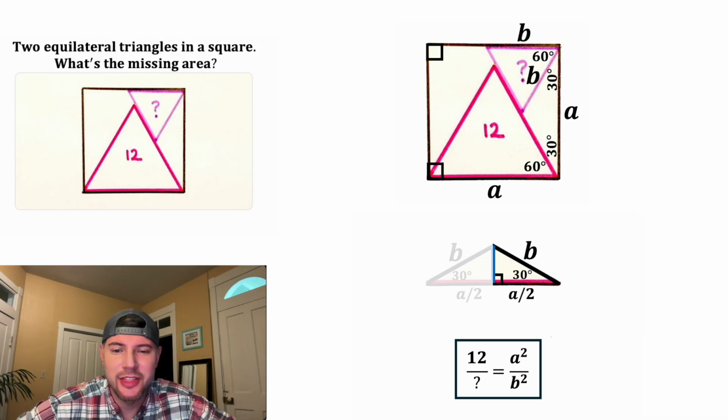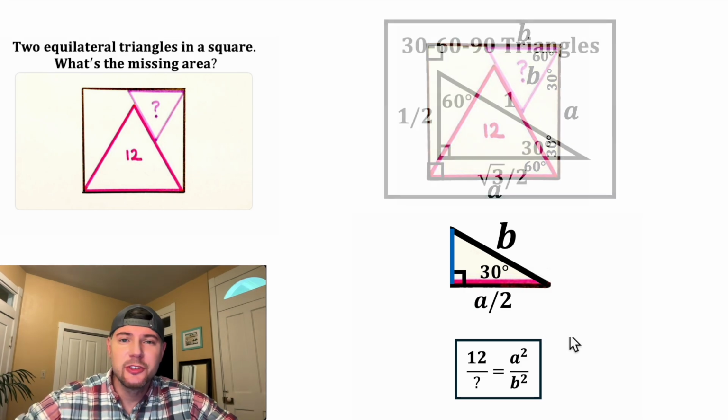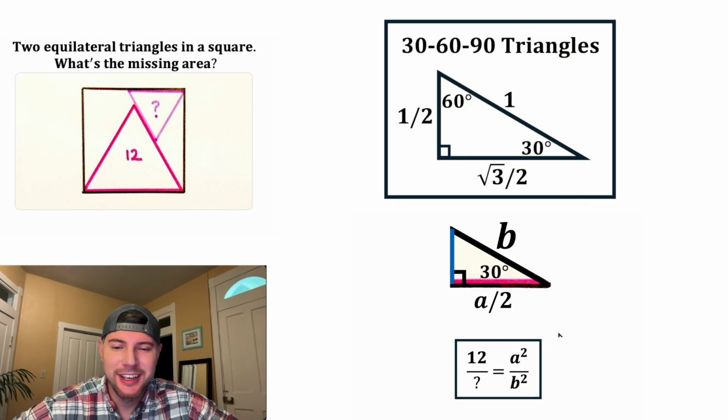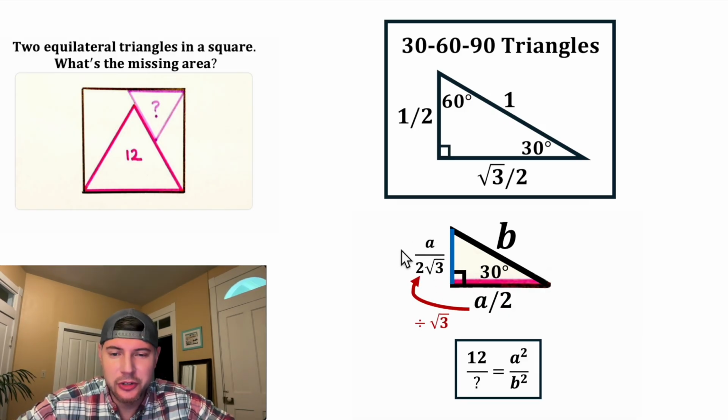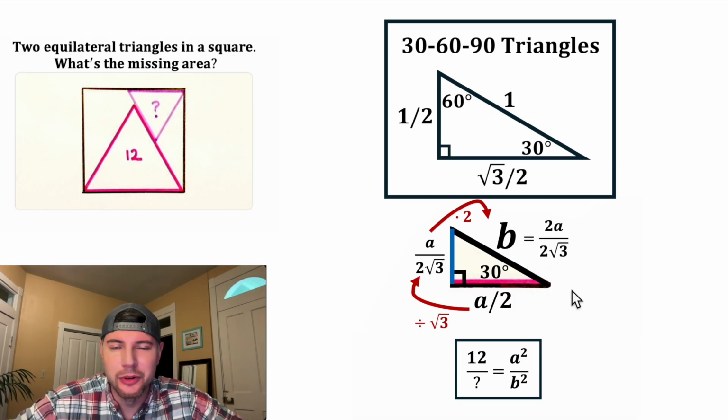And now let's focus on this half of the triangle. This is a 30, 60, 90 triangle. So let's use the notes for 30, 60, 90 triangles. Anytime you go from the medium side length to the shortest side length, you're going to divide by the square root of 3. So this side will be A over 2 divided by root 3, which simplifies to A over 2 root 3. And then to go from the shortest side to the longest side, you end up multiplying by 2. So this side is going to be 2A over 2 root 3. And this 2 on top and bottom can cancel each other out. So we end up with B is equal to A over square root of 3.